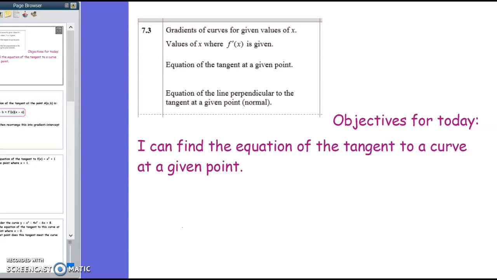Hey everyone, today we are going to start section 7.3, which is equations of lines. The part that we're going to focus on right now is the equation of the tangent line, and then we'll do the part about the normal line tomorrow. So today we're going to focus on the tangent line and its different applications.